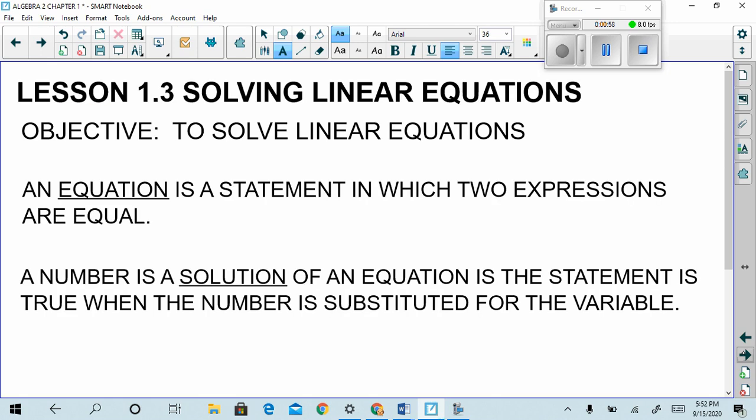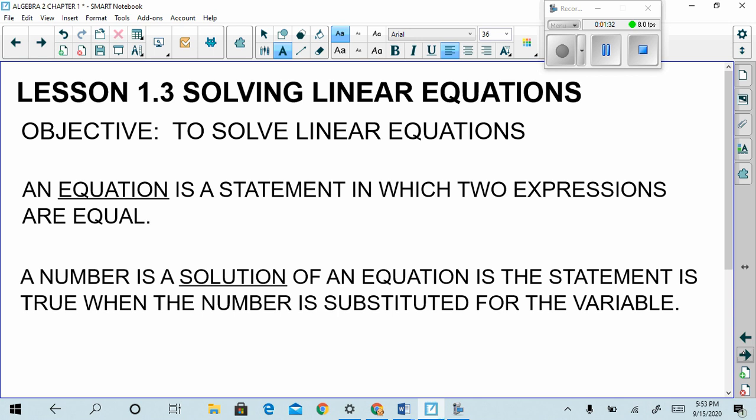Our new lesson will be on solving linear equations. We talked about simplifying expressions, we talked about our properties, we went over translations, and now we did some combining like terms and distribution, so we're ready to solve equations. Now, up until this point, it's only been expressions. Now we're talking about equations, which are a statement in which two expressions are equivalent. They have to be equal on both sides.